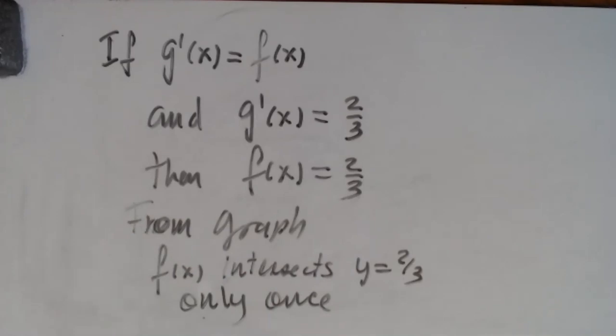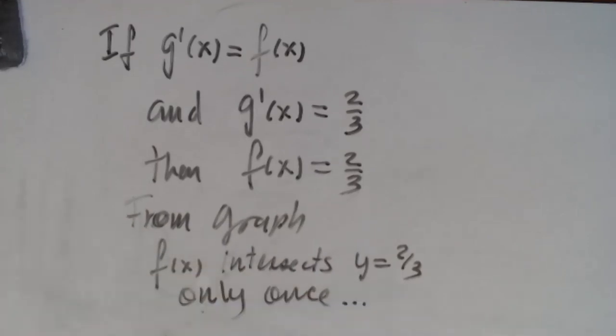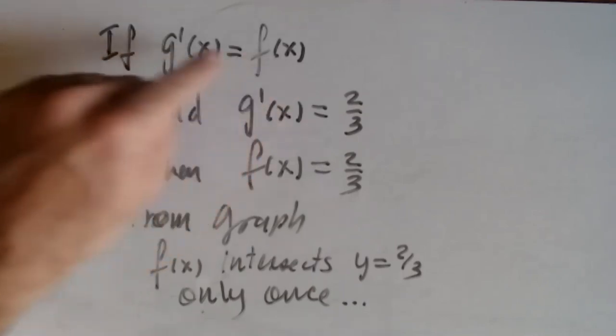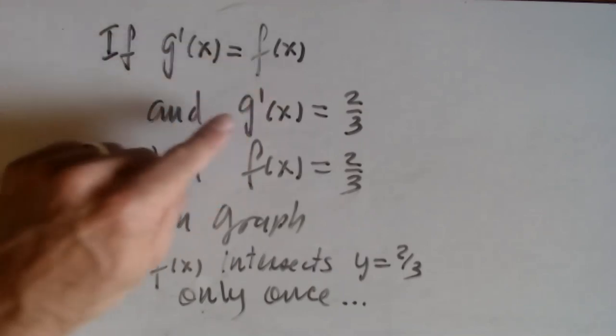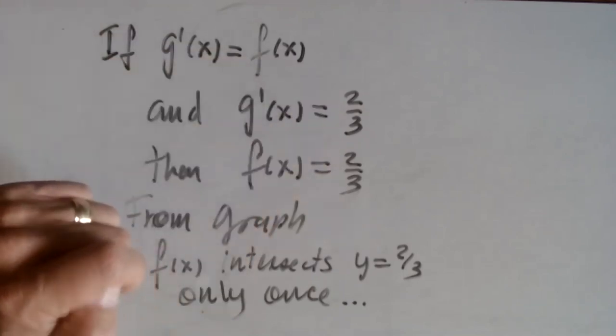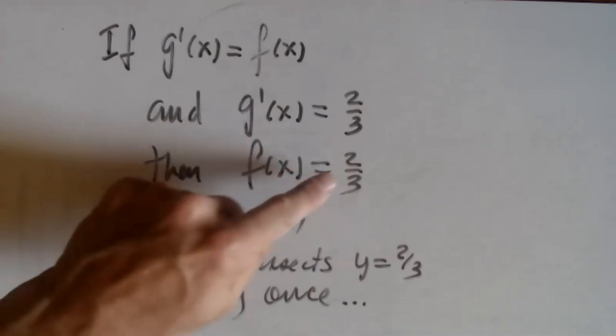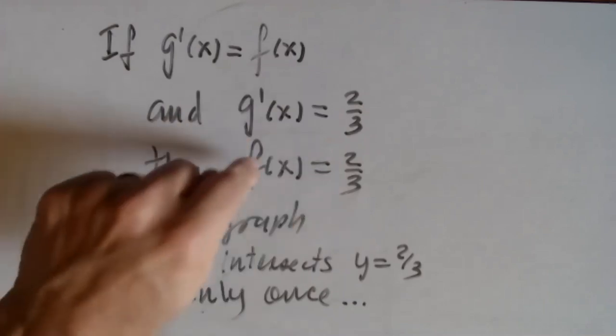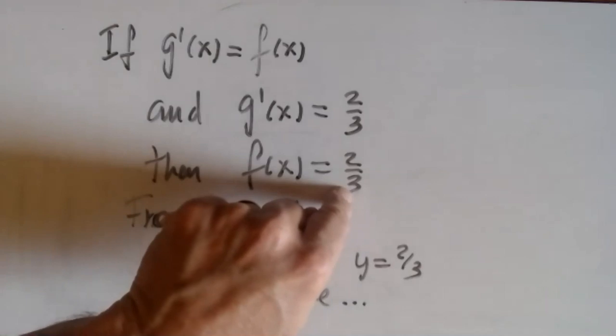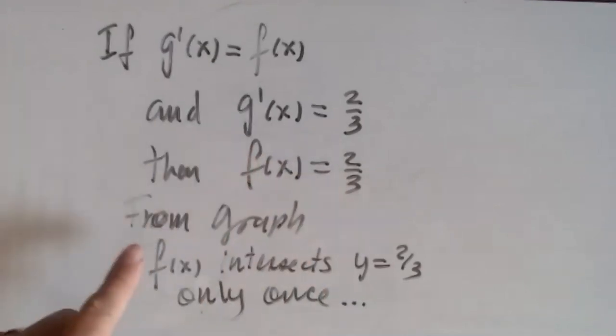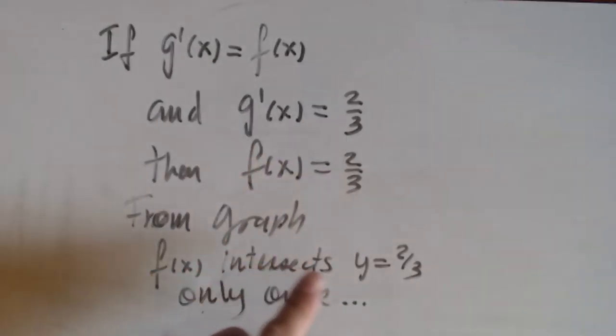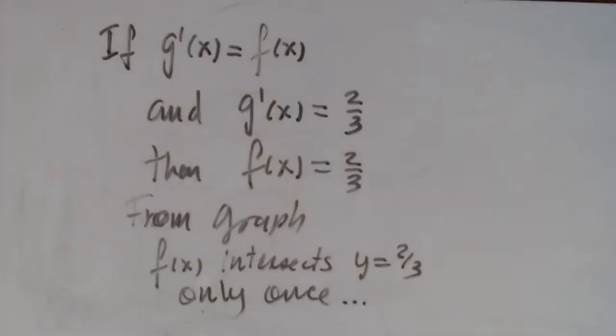Only once, correct? So everybody's clear. The reasoning is what you have to explain because this is written. So if G prime of X is F of X, and G prime has to be 2/3, that is the condition of the problem, then F of X has to be 2/3. So this is a Y, this is a Y also. So the two Y's have to be the same. So from the graph, F of X intersects Y equals 2/3 only once. And that's it. You make your reference and you solve your problem.